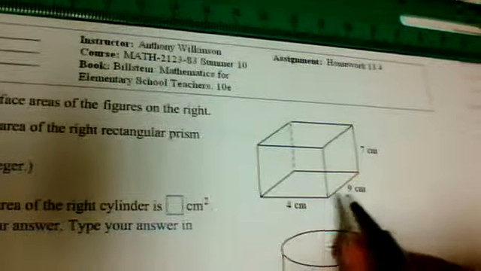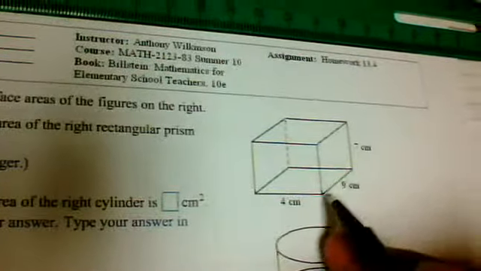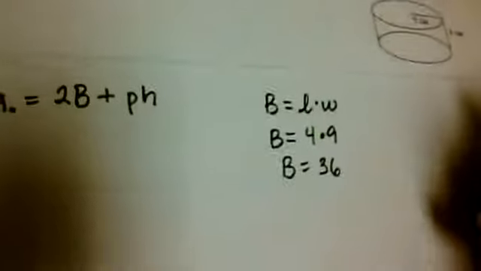Here we have a length of 4 and a width of 9. Because it is a rectangle, the area of the base is going to be length times width. And in this case, it'll be 4 times 9, which will be 36. So we know the base has an area of 36 square centimeters.